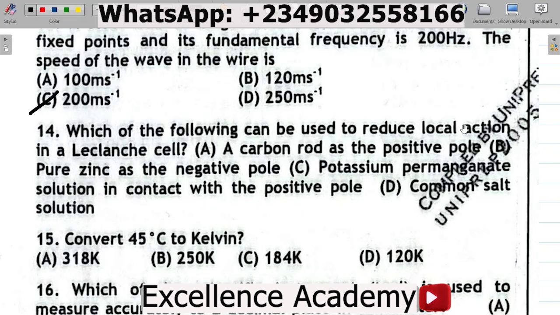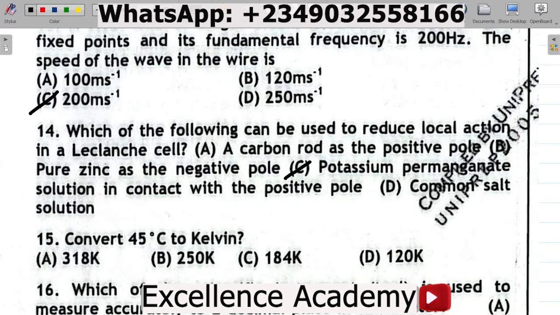So local action literally reduces the efficiency of a cell. To reduce this, we use potassium permanganate solution in contact with the positive pole. This is because by adding potassium permanganate to the positive electrode, by positive electrode we mean the carbon rod, it acts as a depolarizer, meaning it helps to prevent the buildup of hydrogen gas on the electrode. Thus, it reduces the local action. So that's why the correct answer to this is C, potassium permanganate solution in contact with the positive pole.